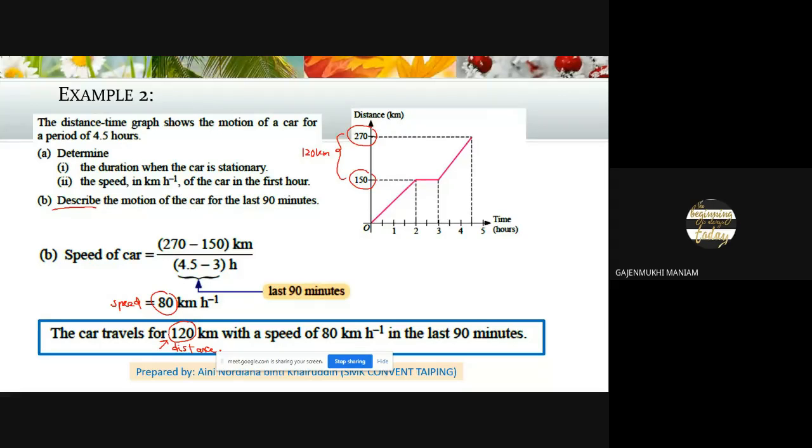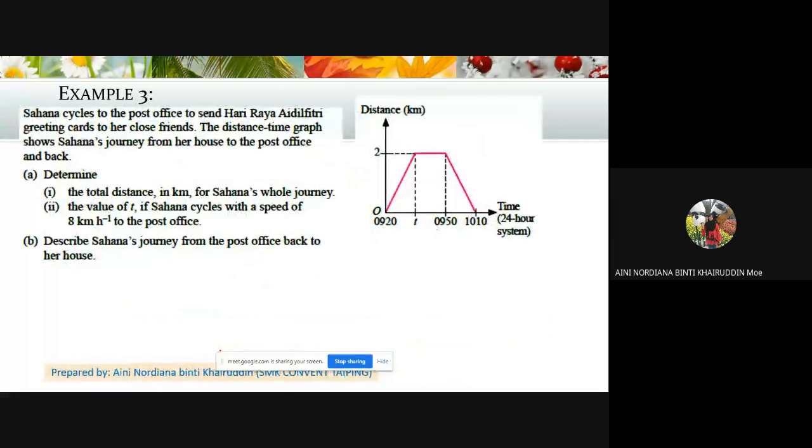Boleh cikgu. Okay. So kita tengok satu lagi example. Sahana cycle to the post office to send Hari Raya Aidilfitri greeting card to her close friend. The distance time graph shows Shahana's journey from her house to the post office and back. Kalau nampak ada macam ni maksudnya patah balik ni dia balik rumah.